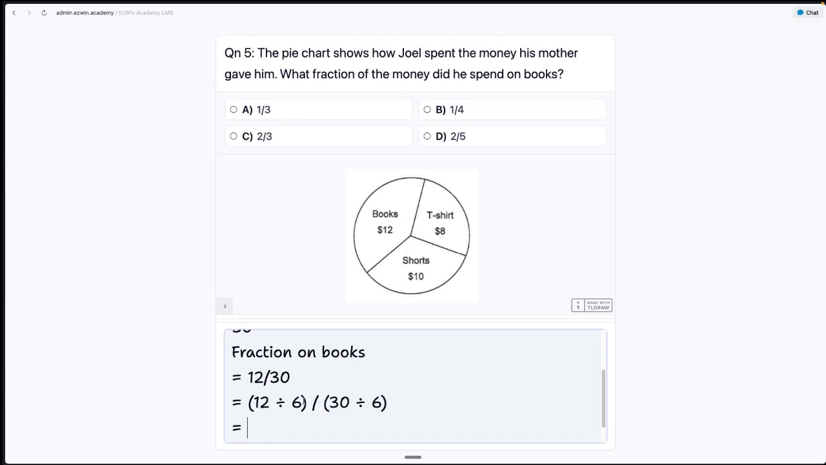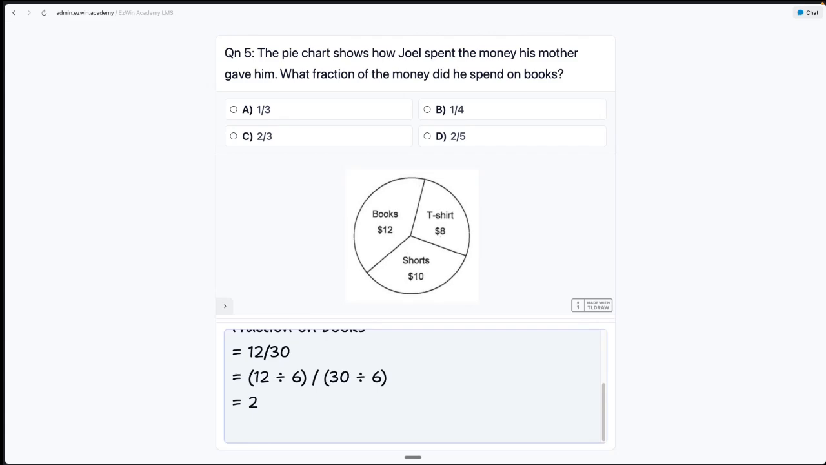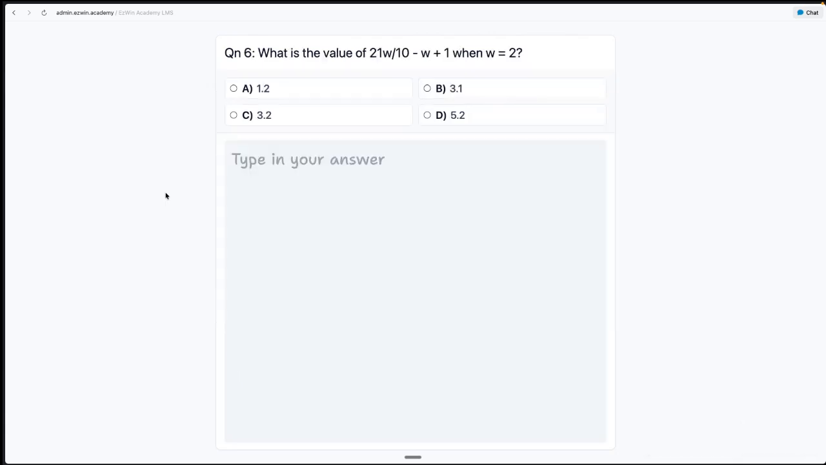So what do you think the answer is? So 12 divided by 6 is 2 and 30 divided by 6 is 5. So there you go. The answer is 2 over 5. All right, let's move on to the next question.